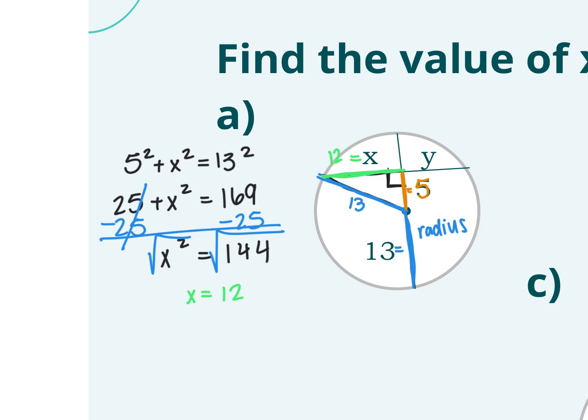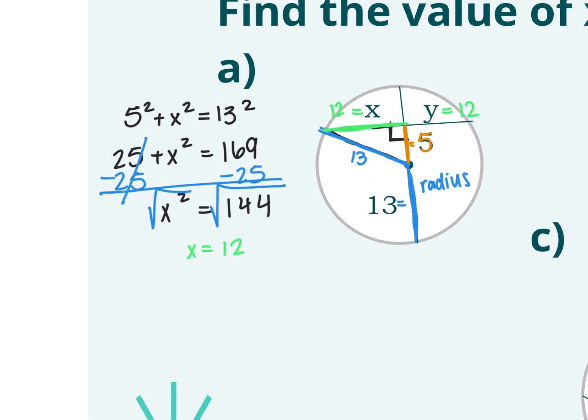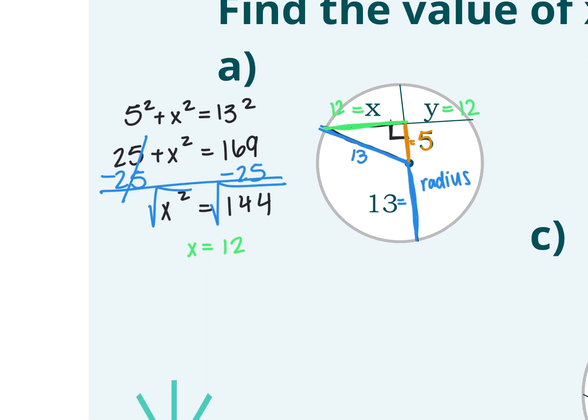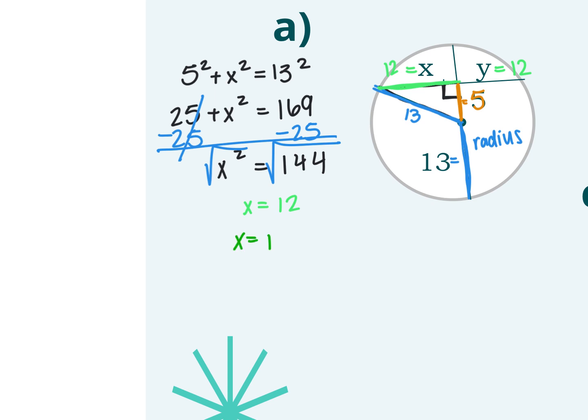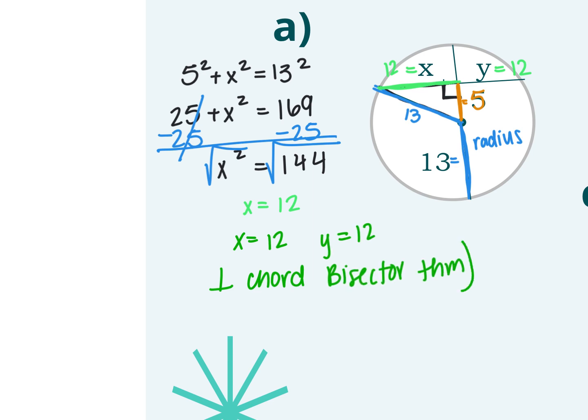What is y going to be? Good. The same as x, which is also 12. So when I'm looking at this question, x is 12, y is 12, and how did I know that those were the same? I used the perpendicular chord bisector theorem. Wait, but which one are we using? No, just so you could refer back to it. Oh, that green, you could barely see it.